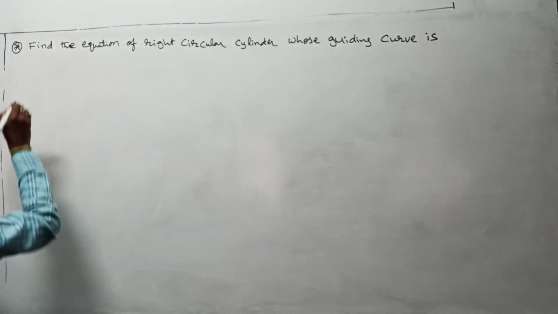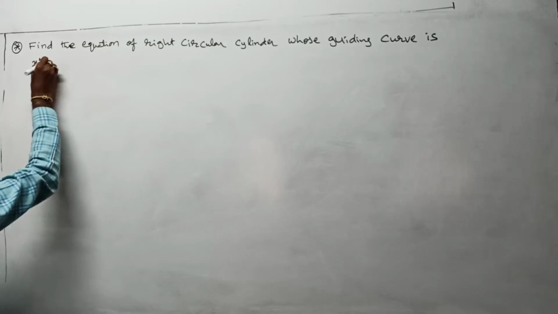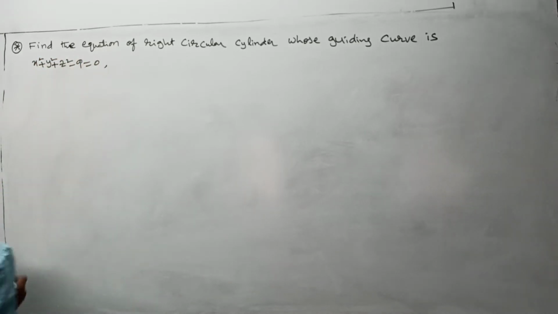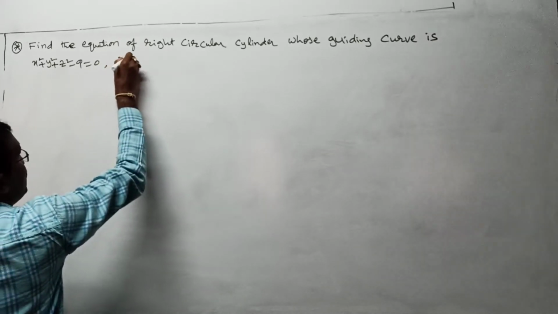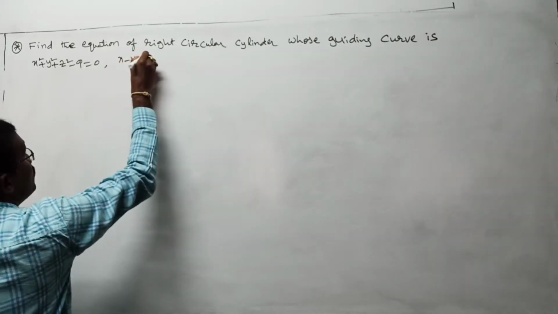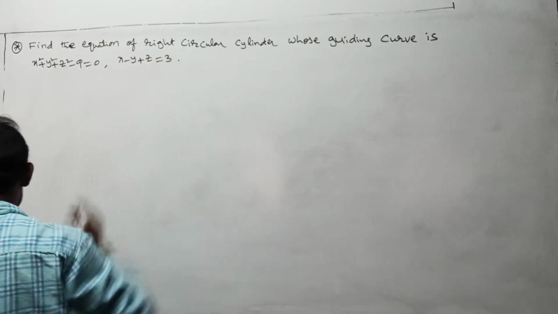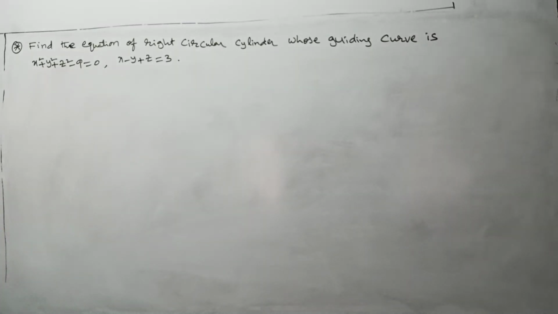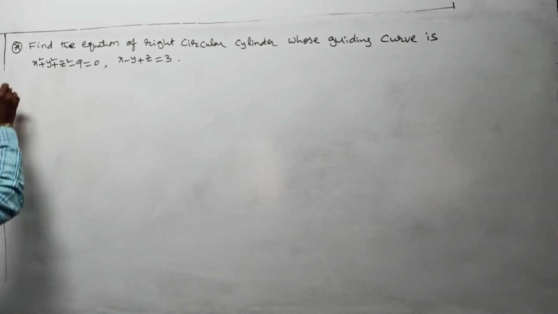x square plus y square plus z square minus 9 is equal to 0, comma x minus y plus z equal to 3. This is your question ma.